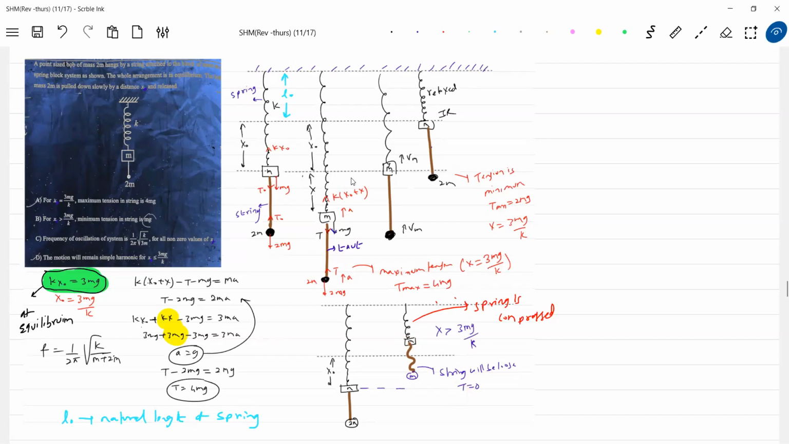When x equals 3 mg by k, minimum tension is 2 mg. When x is greater than 3 mg by k, minimum tension will be 0. The thing will be loose. This option will not pick up. Motion will remain simple harmonic motion for this one. Why did I pick up earlier a string, a spring, now here spring and string, then elastic cord? I have discussed this. So just revise all these possibilities of asking any question in advance.